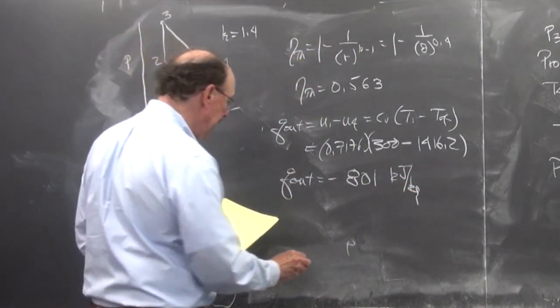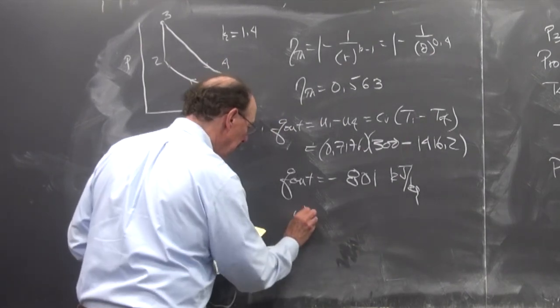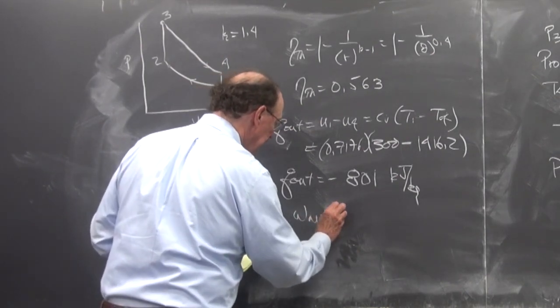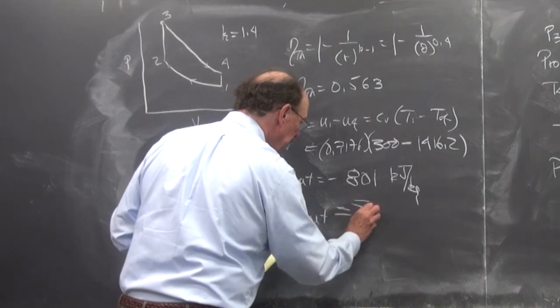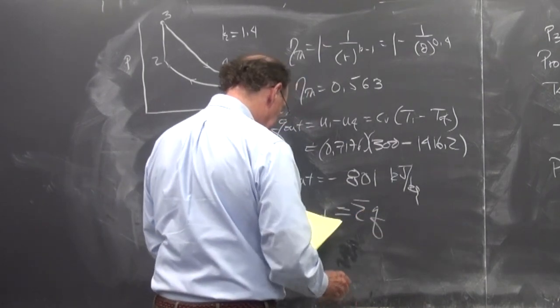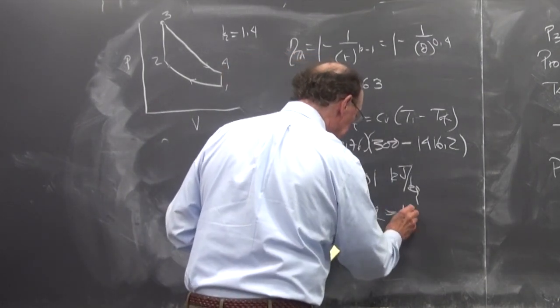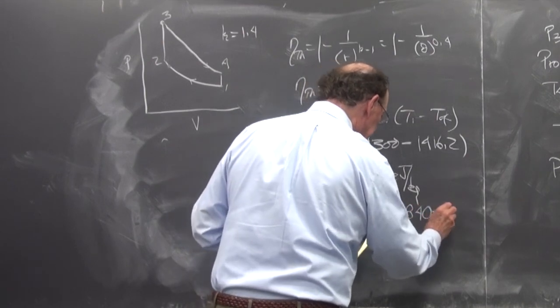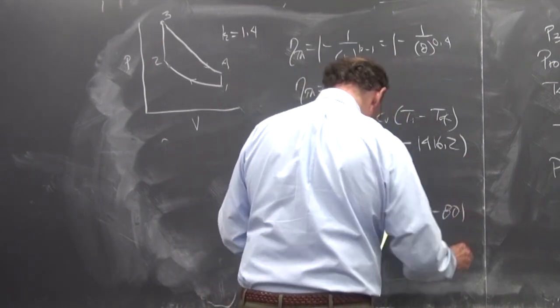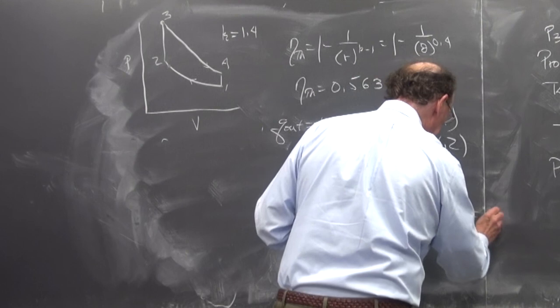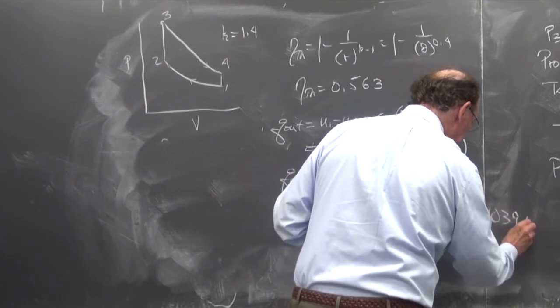I can do W net is equal to sum Q. And so that's equal to 1840 minus 801, is equal to 1039 kilojoules per kilogram.